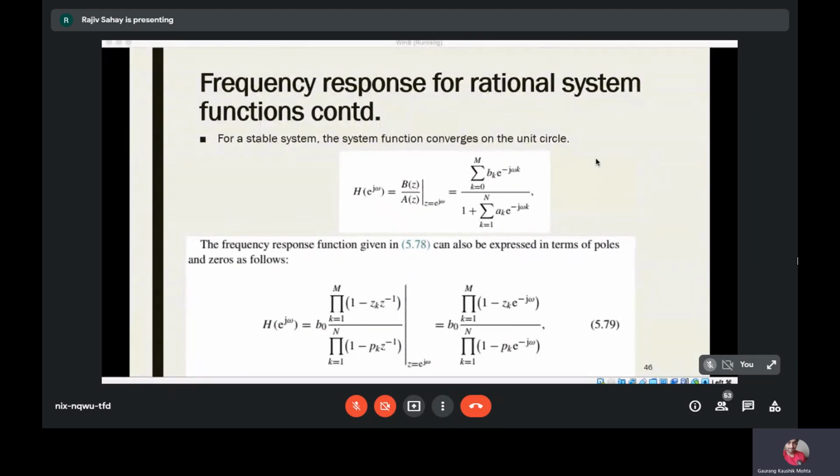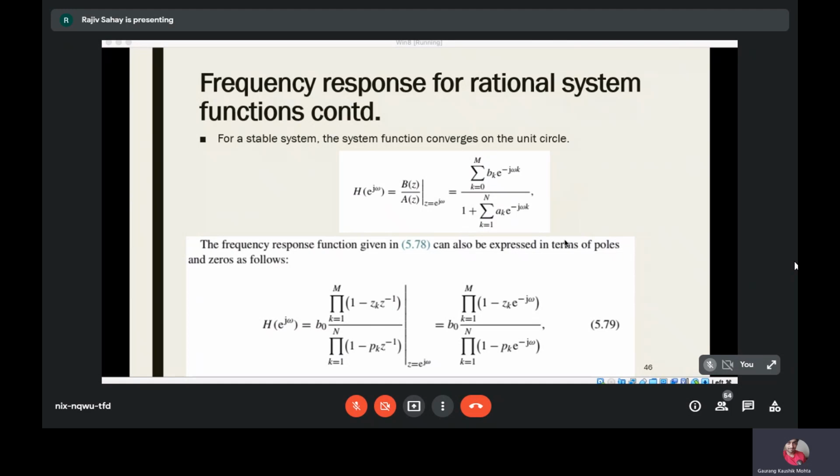If you replace that in the system transfer function, that is B of z by A of z, where the order of B of z is less than that of A of z, so M is less than N, that is the idea for a proper rational function. So we have the zeros at b k and the poles at a k. This is the expression for H of e to the power j omega, the frequency response written in terms of the ratio of two polynomials, in terms of e to the power minus j omega.